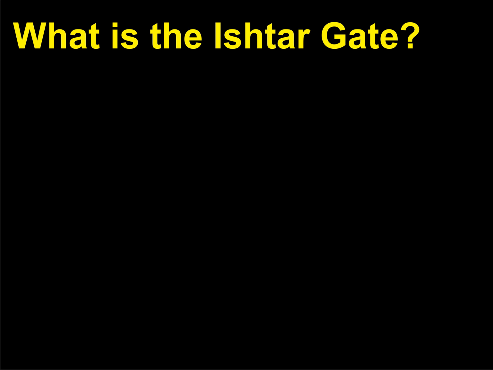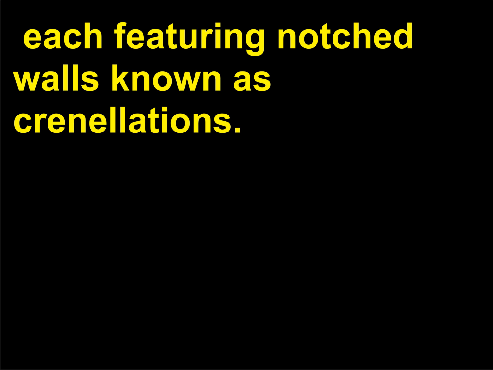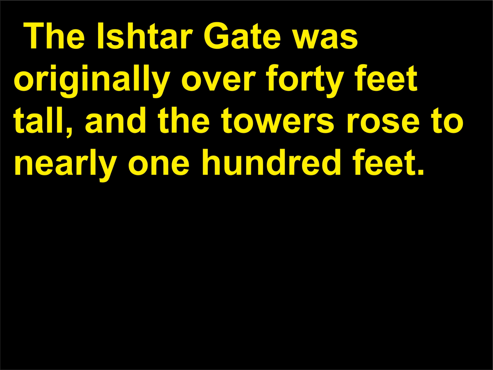What is the Ishtar Gate? The Ishtar Gate was a Neo-Babylonian, double-arched gateway with 4 towers, each featuring notched walls known as crenellations. The Ishtar Gate was originally over 40 feet tall, and the towers rose to nearly 100 feet.